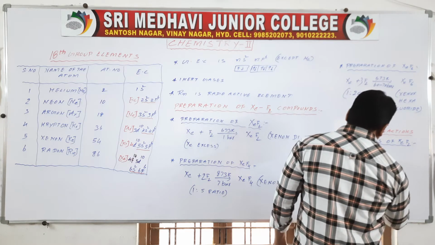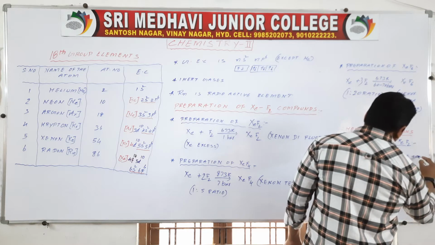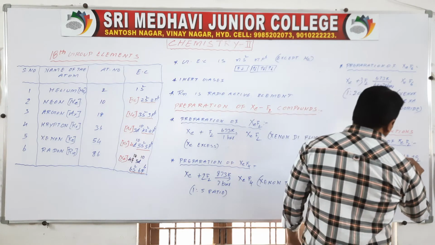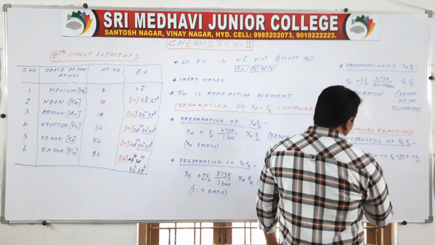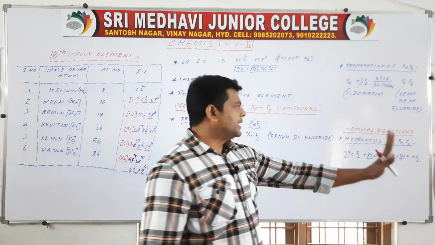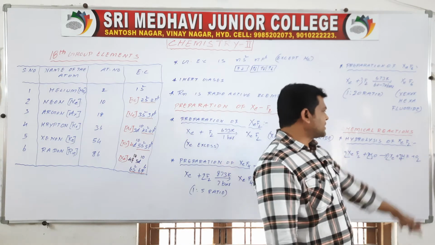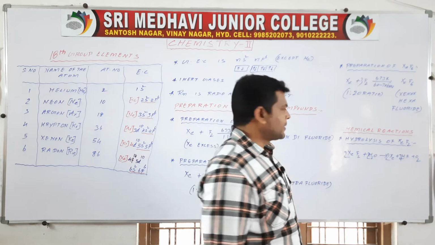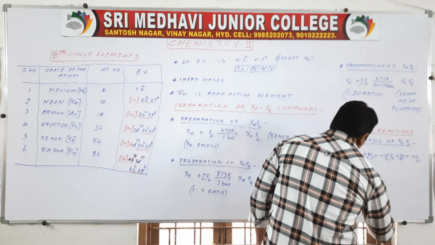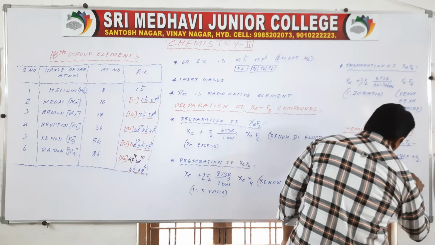XeF2 plus H2O gives rise to Xe plus HF plus O2. If you take 2 and 4, it is balanced. So xenon, hydrofluoric acid and oxygen are formed. Then hydrolysis of XeF4.